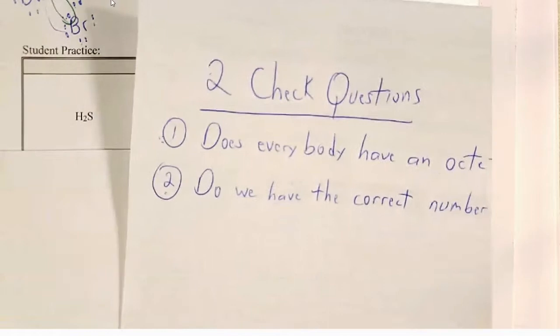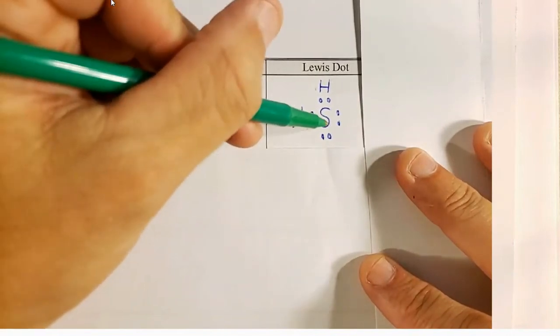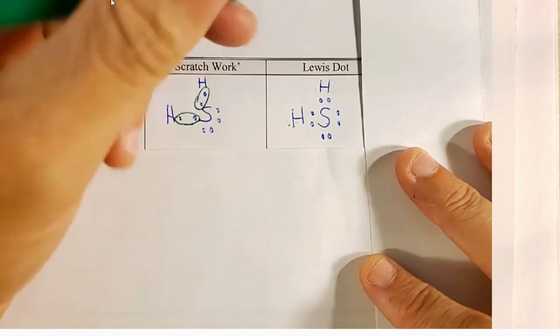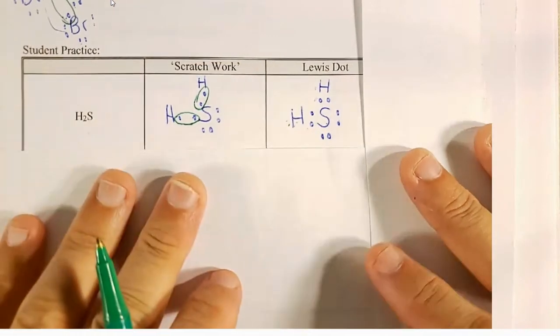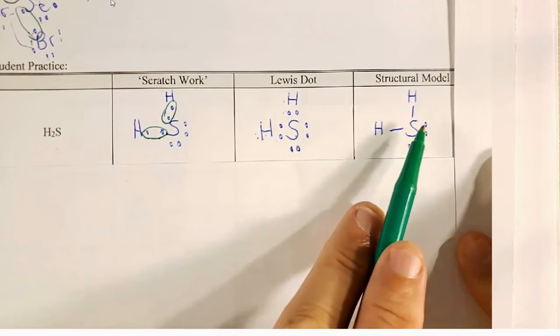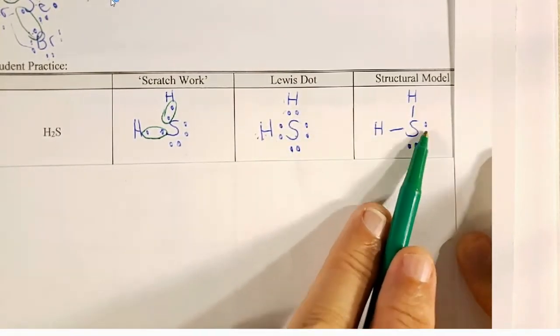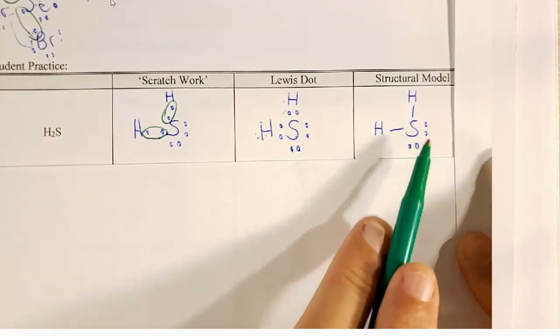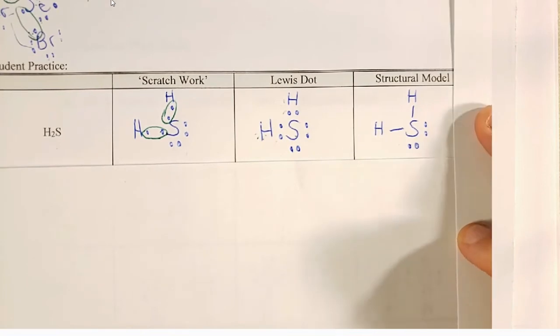And of course, my next question is, do we have the right number of electrons? Hydrogen each had 1 valence electron. Sulfur had 6, so 6 plus 2 is 8. Check my structure. Do I have 8 electrons? Yes, I do. So thumbs up, we know that's good. And then finally, the cleanest way to draw that, the structural model, we just put the dashes anywhere we had a shared pair. Make sure you include all electrons, so make sure you're including these ones that were already paired up as well. So that was our H2S formula.